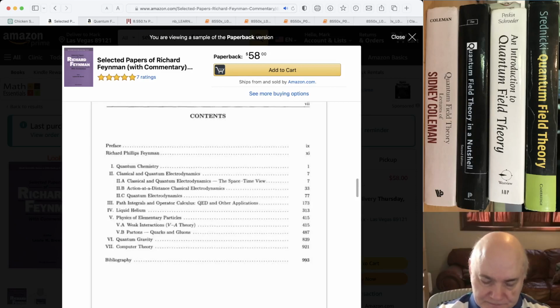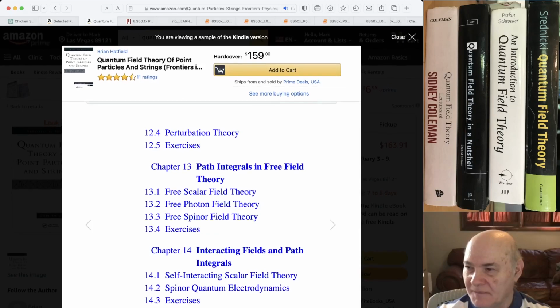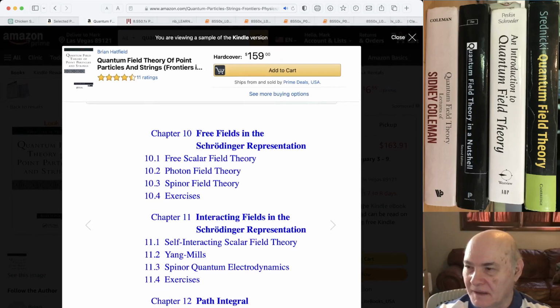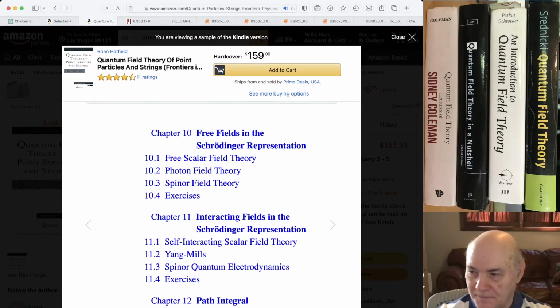And I've continued to read. I finished the Schrodinger representation in Hatfield's book, Quantum Field Theory of Point Particles and Strings, and I'm going on to the path integrals, and I've gotten through the free particle path integral and the harmonic oscillator path integral. So Chapter 12 in Hatfield's book is a pretty decent review of path integrals.